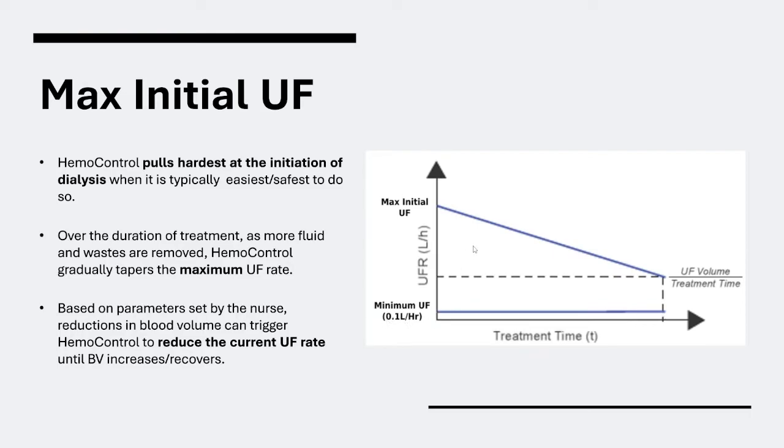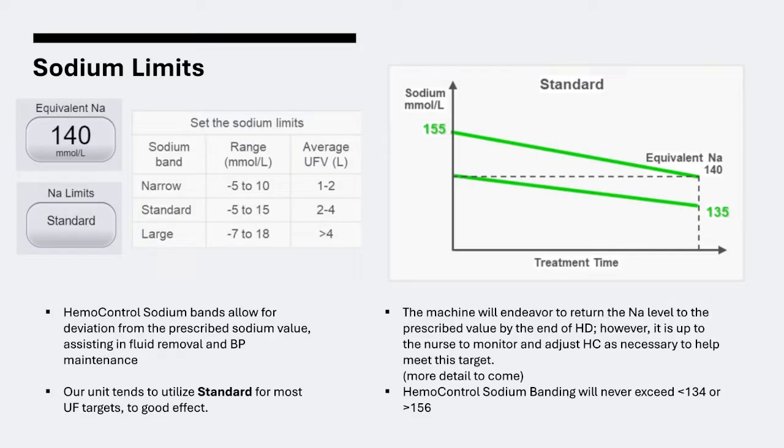So anywhere within here, HemoControl can increase or decrease their UF based on fluctuations in their blood volume, which is based upon the settings that we will input. So we'll get to that in a moment as well. So next up, I wanted to talk about sodium limits.